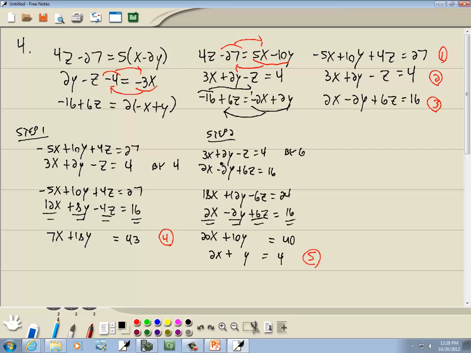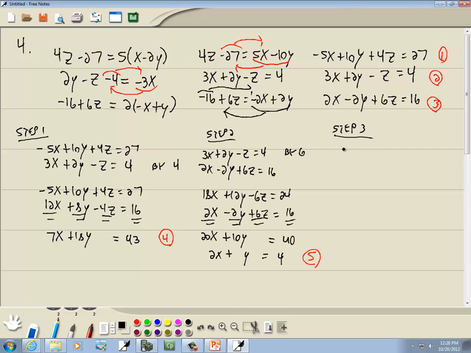Now I'm going to double check myself here. Multiplying by 6: 18, 12, minus 6, 24. I add them together. 2x minus 2y plus 6z, I wrote it down correctly. 20x plus 10y equals 40. Divide everything by 10. Okay, that looks okay.